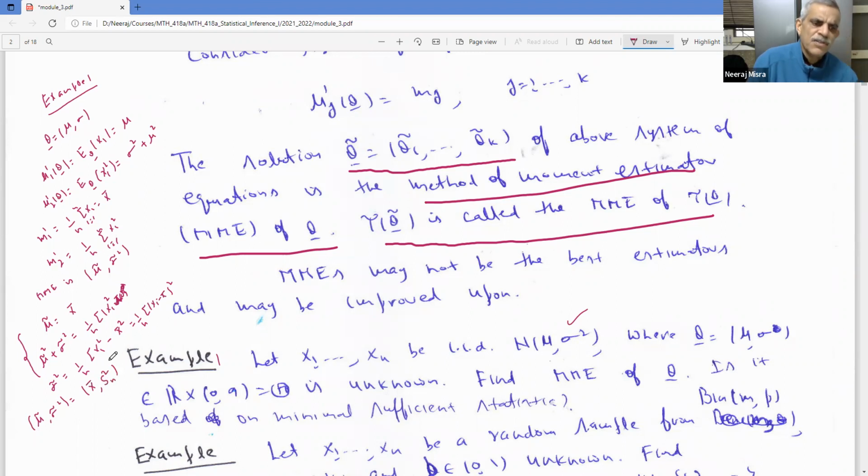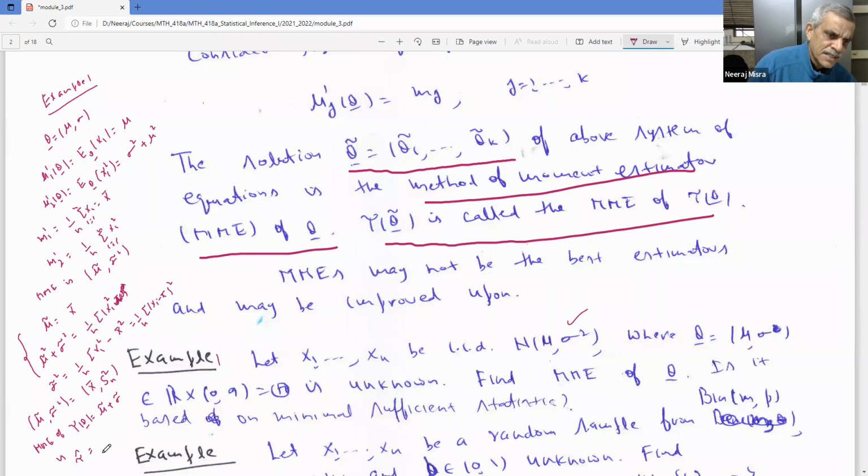Sn square is the one which is based on n minus 1. Now, if you have to find the method of moments estimator of, let me call this tau theta, which is mu tilde plus sigma tilde, would be what?